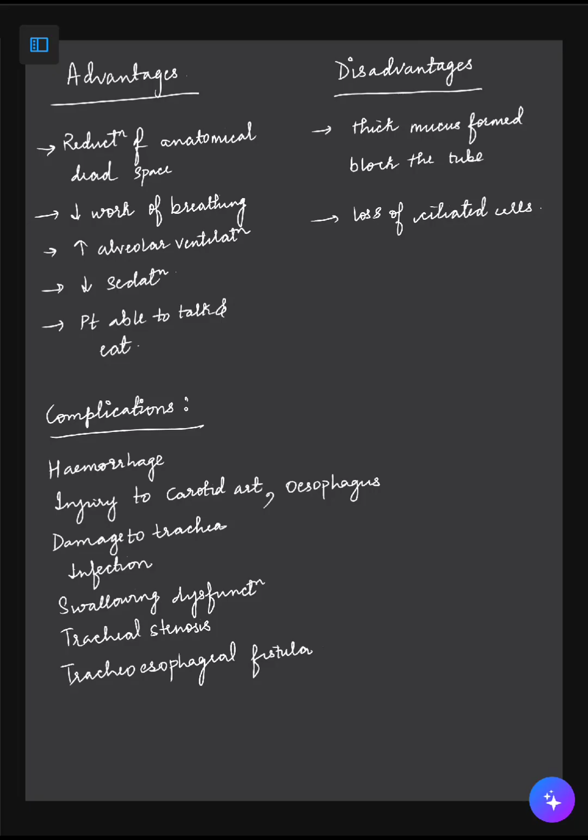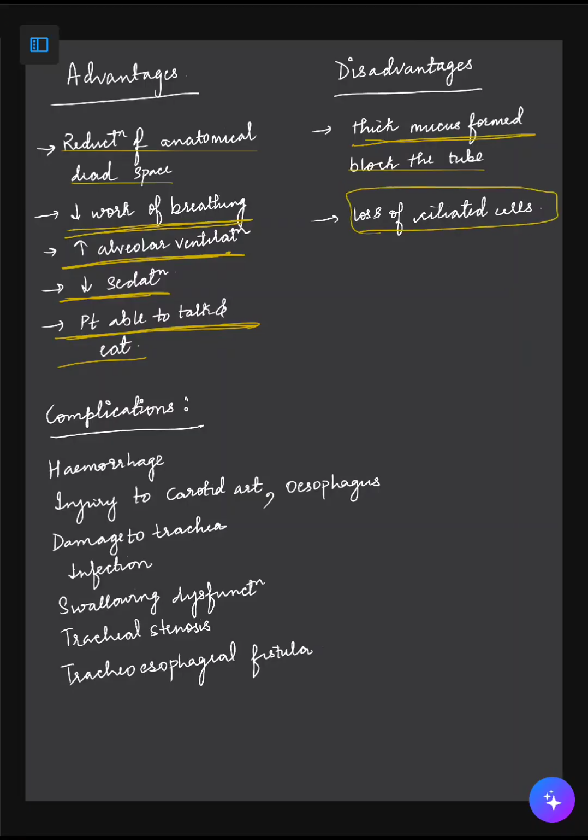Now, what are the advantages and disadvantages of this process? Advantages are, first is reduction of anatomical dead space, which decreases the work of breathing, increases the alveolar ventilation, decreases the sedation, and patient is able to talk and eat. Now, what are disadvantages? Thick mucus is formed which blocks the tube and loss of ciliated cells.